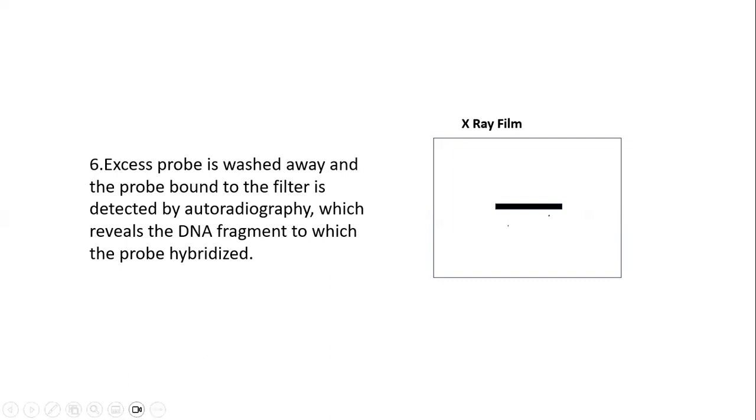And after that, when you open it, you will see the impression of wherever the radioactivity is present: a dark band that has developed on the X-ray film. So by comparing the film with the membrane, and then with the original gel, we will be able to find out, or identify, those specific DNA fragments.